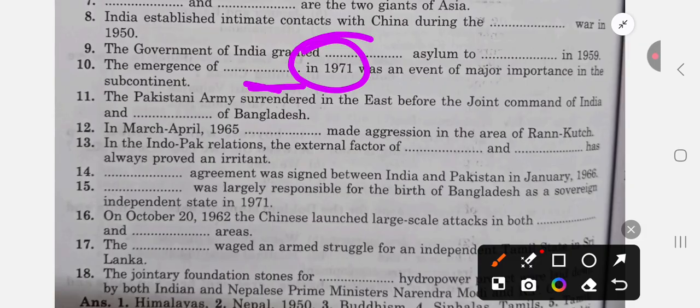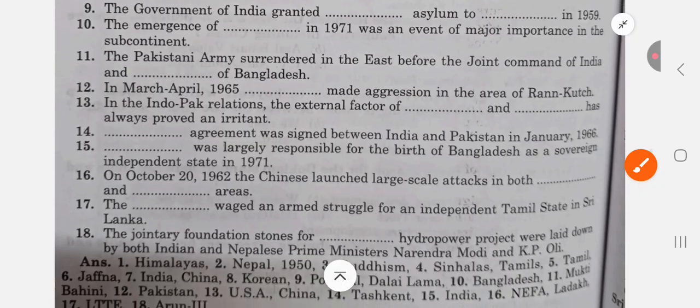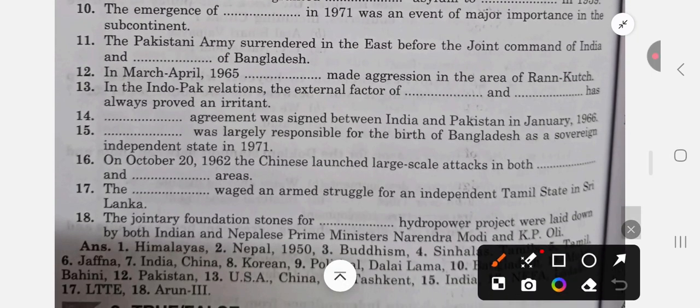The next question is: Pakistan army surrendered in the east before the joint command of India and dash of Bangladesh. So it is Mukti Bahini. Mukti Bahini was their revolutionary group or revolutionary command, you can say. So India joined with Mukti Bahini and did that operation to free Bangladesh.